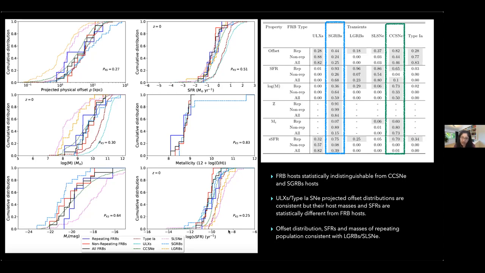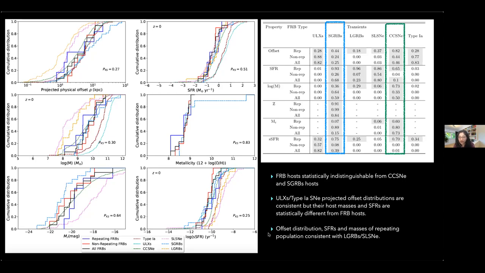We also found that for ULX and type 1A supernova, the projected offset distributions were found to be consistent, but their host masses and their star formation rates are more than that of FRBs, so they are not similar. While from the host galaxy considerations, we could statistically rule out LGRBs and superluminous supernova for all the FRBs combined, we did find some similarities between the repeating FRB host population and the hosts of these transients.